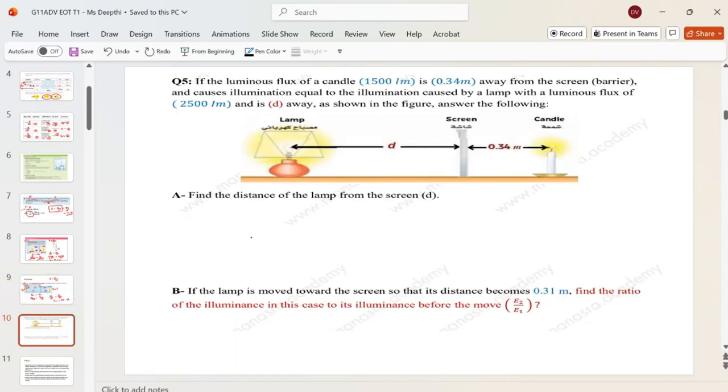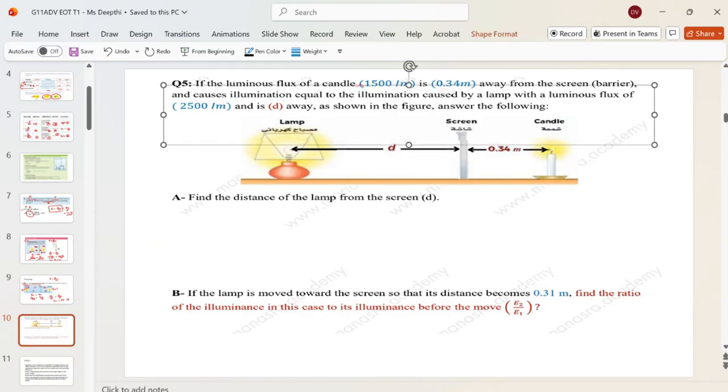Now, one final big question about this. Let's go to this question. Here we have to find the distance again. There is a lumen given here, the luminous flux of the candle, which is P.